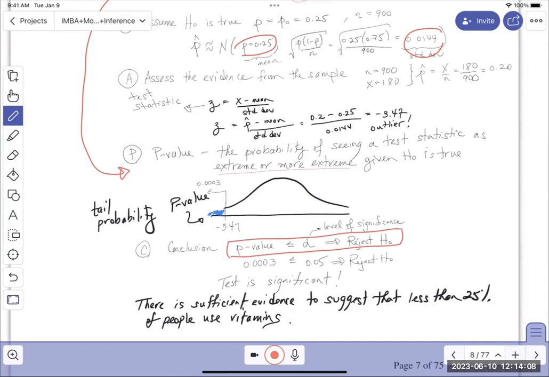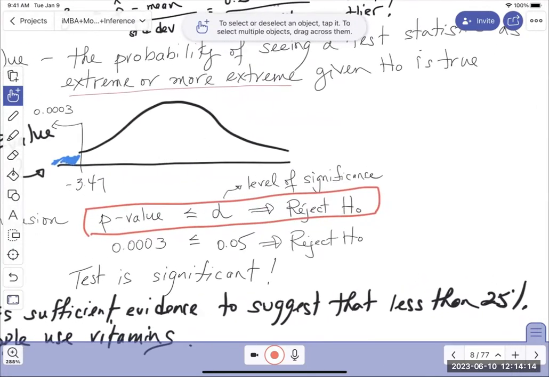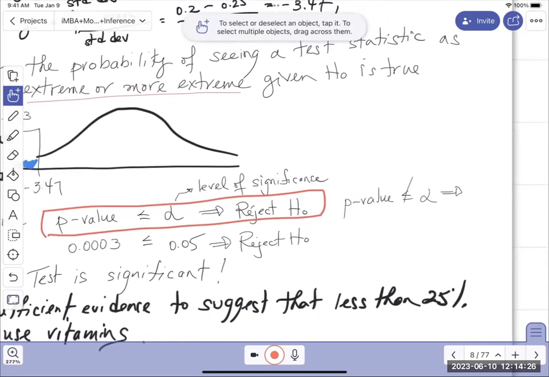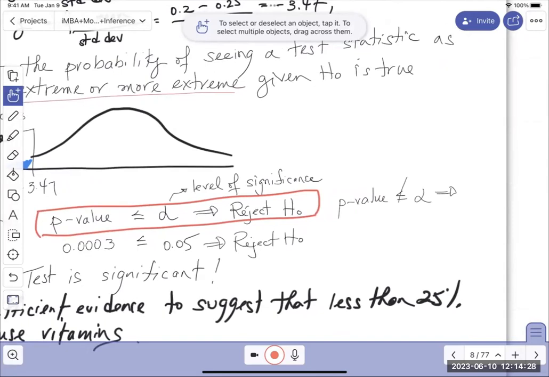First, what if you don't get to reject? If you don't get to reject, what you write is, if the p-value is not less than the alpha, then you say you failed to reject. You didn't find evidence against.